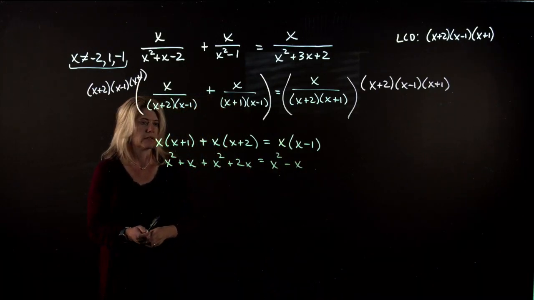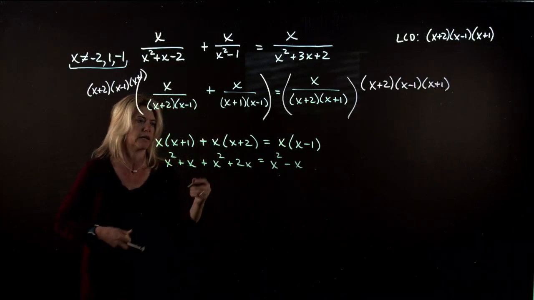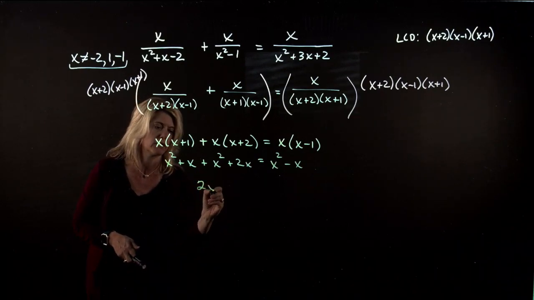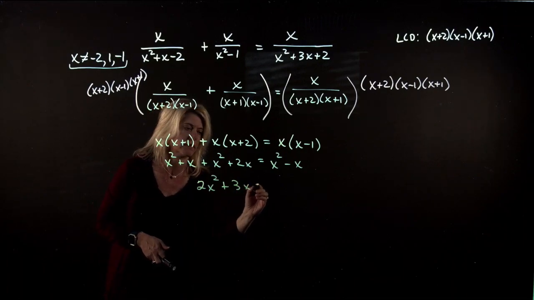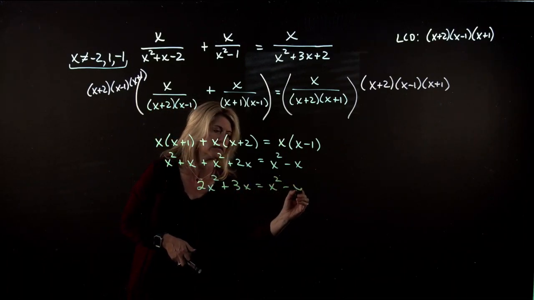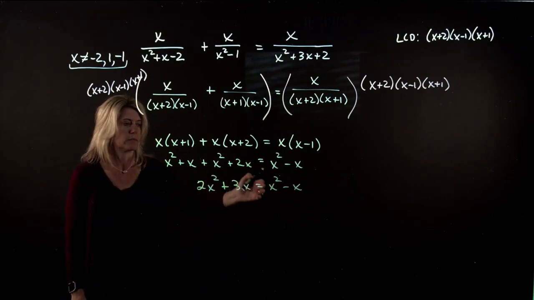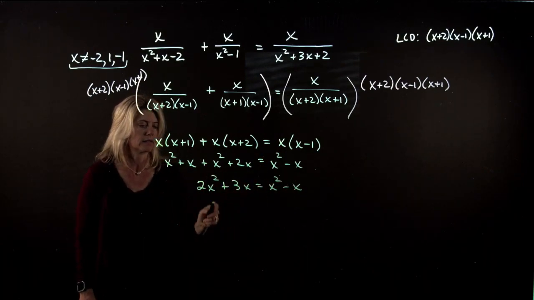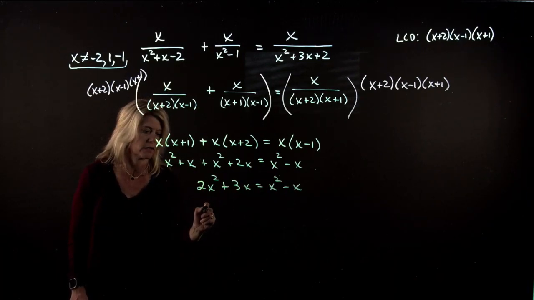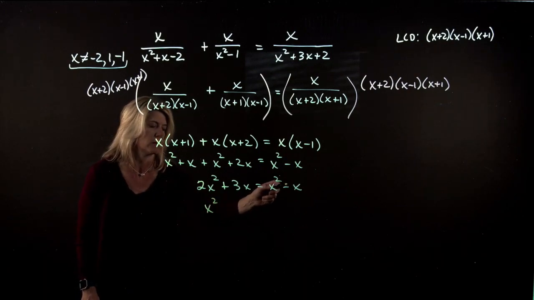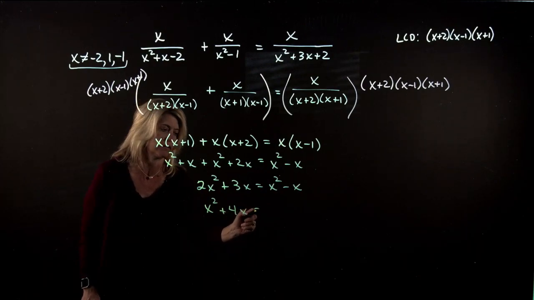What I notice is that I'll just combine like terms first here. So we would get a 2x squared here. x plus 2x is going to give me a 3x, and that's going to equal x squared minus x. It's a quadratic, so I'm going to pull everything over. I'm going to subtract the x squared. I'm going to add x and set this equal to 0. So when I subtract x squared from a 2x squared, I'm going to get 1x squared. When I add x to 3x, I will get plus 4x, and that's going to equal 0.